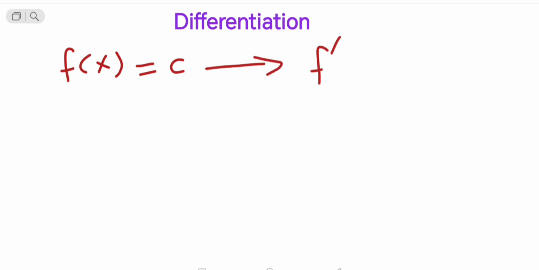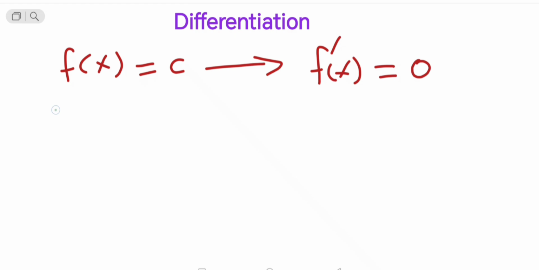The first thing: there is a function f of x equal to c. What is c? C is a constant, so the derivative f dash of x is equal to 0. The derivative of any constant is always equal to 0.